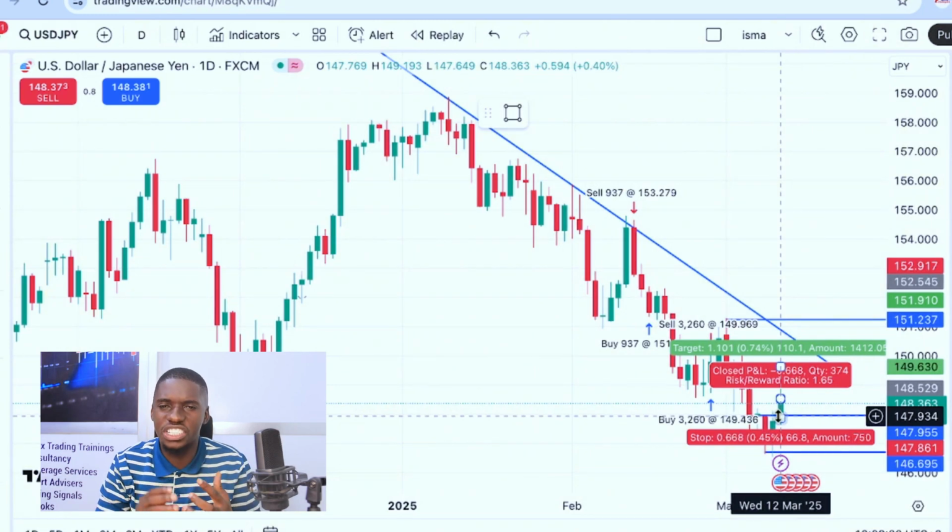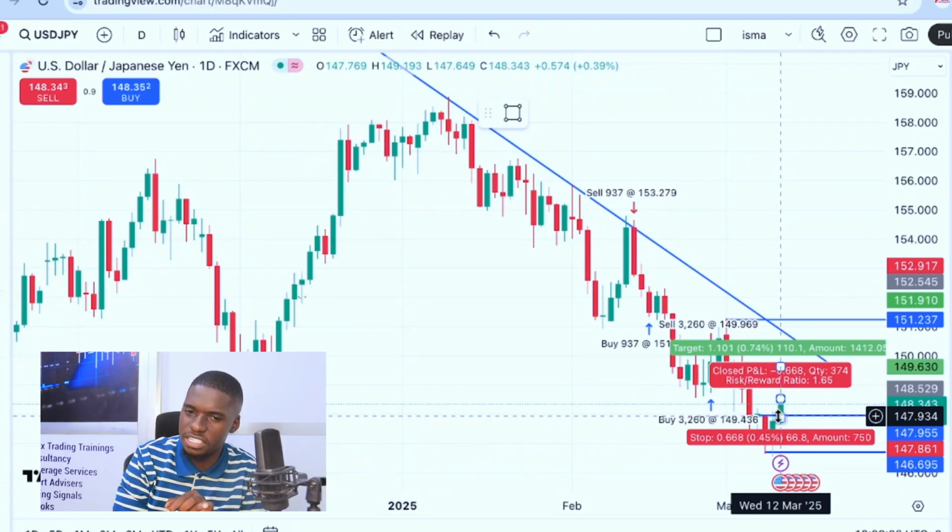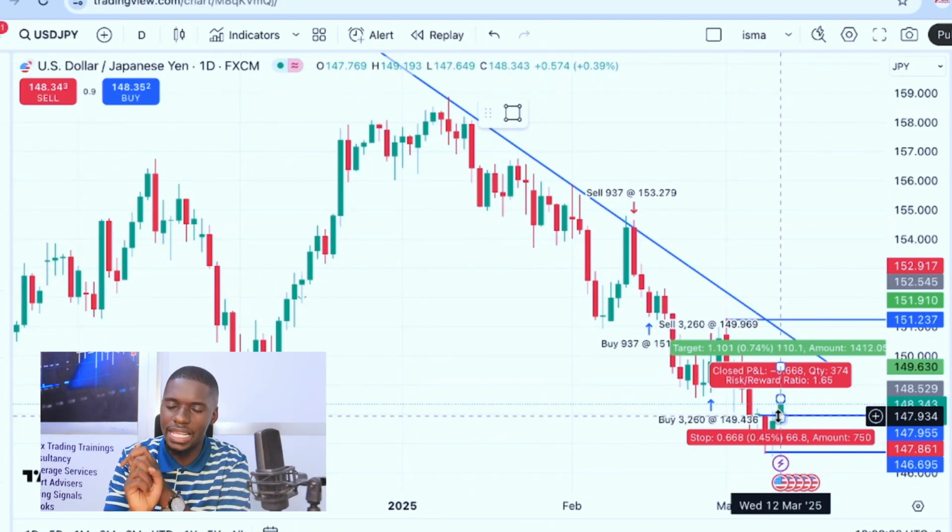So this strategy works, first things first, with major pairs. Two, it works with both the daily time frame and the 15 minutes time frame for entry. Daily is for analysis, 15 is for the entry. Three, it works with support levels, resistance levels, supply, demand, order blocks, and so on and so forth.